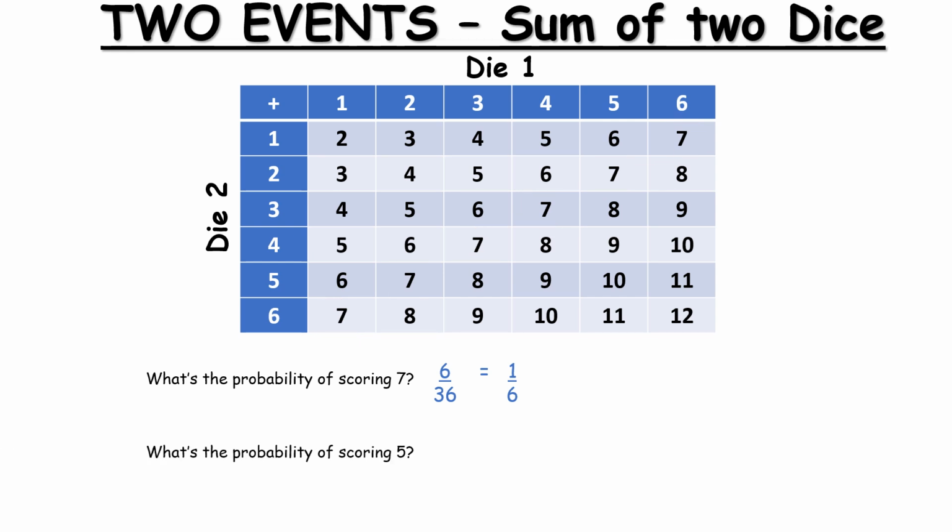So what's the probability of scoring a 5? Okay, so we go to our table. In our table, we have 1, 2, 3, 4 different 5s.